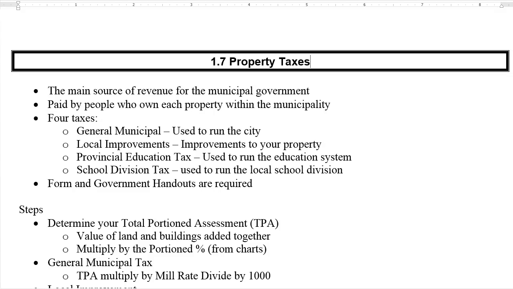Welcome to 1.7, Property Taxes. So last class we looked at the idea of mill rates. Mill rates again determine how much property tax a person should pay. Now we're going to look at actually calculating the property tax.